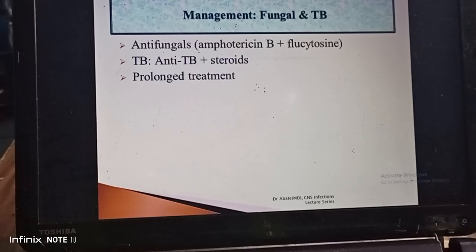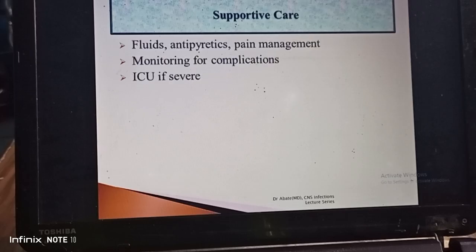So, it's not like pyogenic meningitis. In TB meningitis, you have to use steroids. The other thing is that in these conditions, fungal and TB meningitis, the treatment needs a somewhat prolonged period. For example, you treat the patient with anti-TB drugs for 9 up to 12 months, which is very long, and that needs the patient's drug adherence.